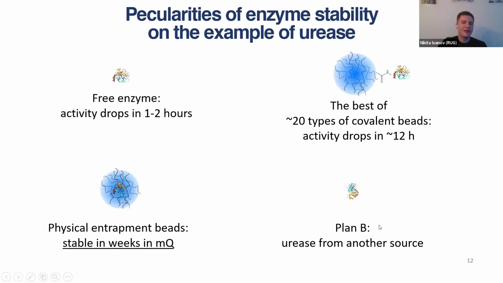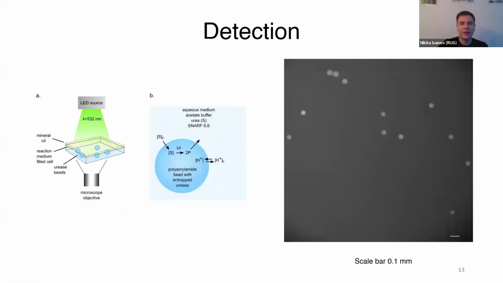We even had a plan B to use a urease from another source that potentially would be more stable. We found an alternative option to just physically entrap them without covalent linkage. Apparently, the enzyme just didn't like covalent linkage. Anyway, we arrived at the state where we have stable particles, very high activity, and the activity doesn't change in weeks. So very good.